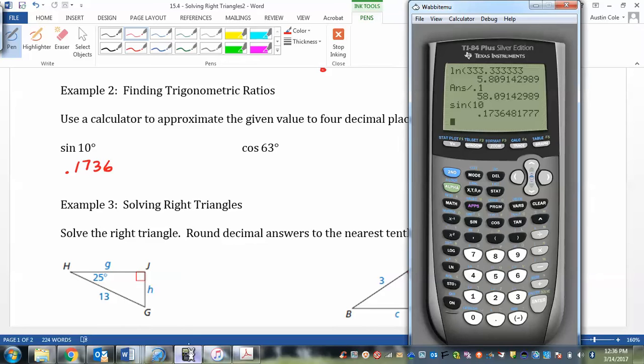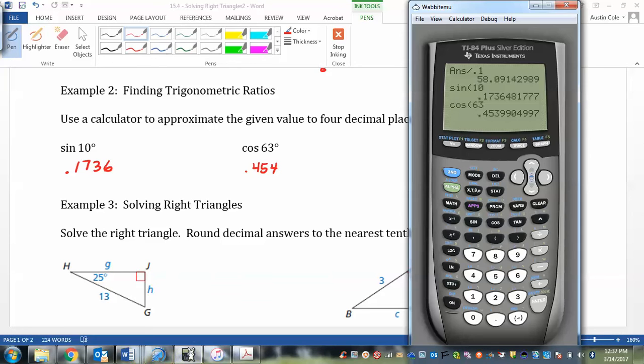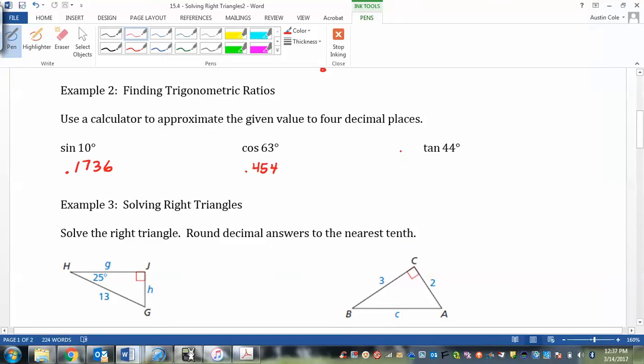Cosine 63. 454. And lastly, tangent 44. 9657. Questions there?